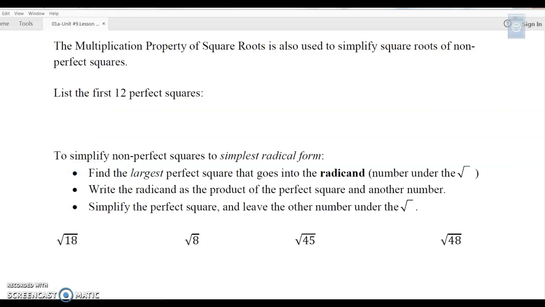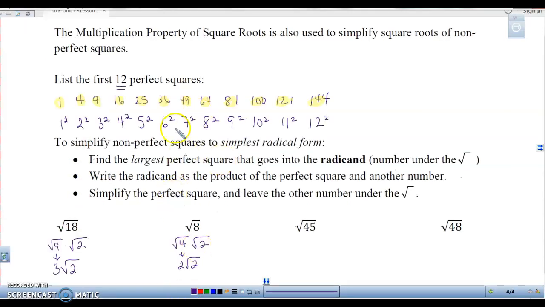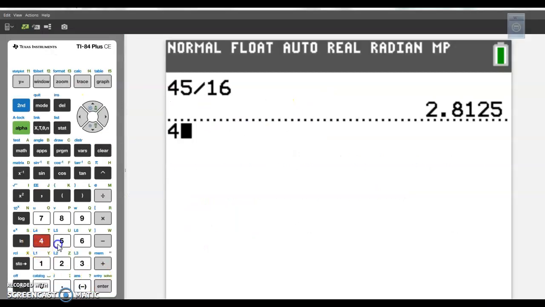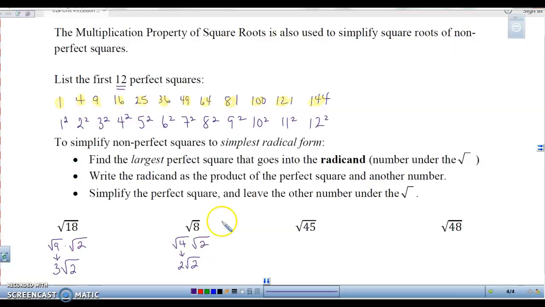However, if I do 9, 45 divided by 9. That is a perfect square. So that comes out to be 9 times 5 is 45. So the square root of 9 is 3, times the square root of 5.